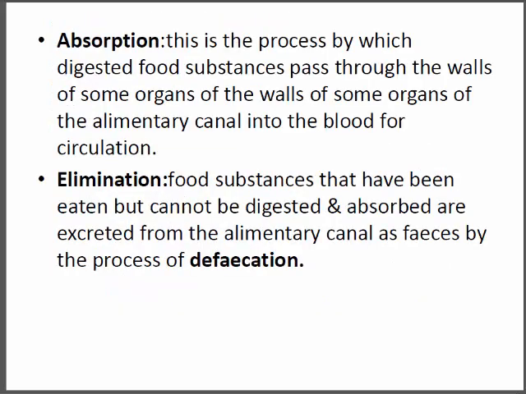So what is absorption? It is the process by which the digested food substances pass through the walls of the different organs, through the alimentary canal into the blood for circulation, that is, into the systemic circulation. And what is elimination? Elimination means excretion: food substances which have been taken but have not gone through digestion are excreted through the alimentary canal by the process of defecation.